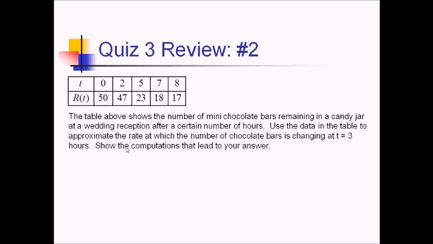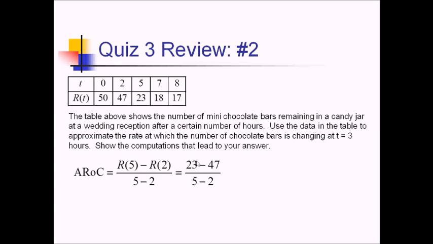So we're going to do f of 5 minus f of 2 over 5 minus 2. And we don't have an f function, actually. I misspoke. It's the r function. Make sure you actually use the name of the function they give you. So this is going to be 23 minus 47 over 5 minus 2.